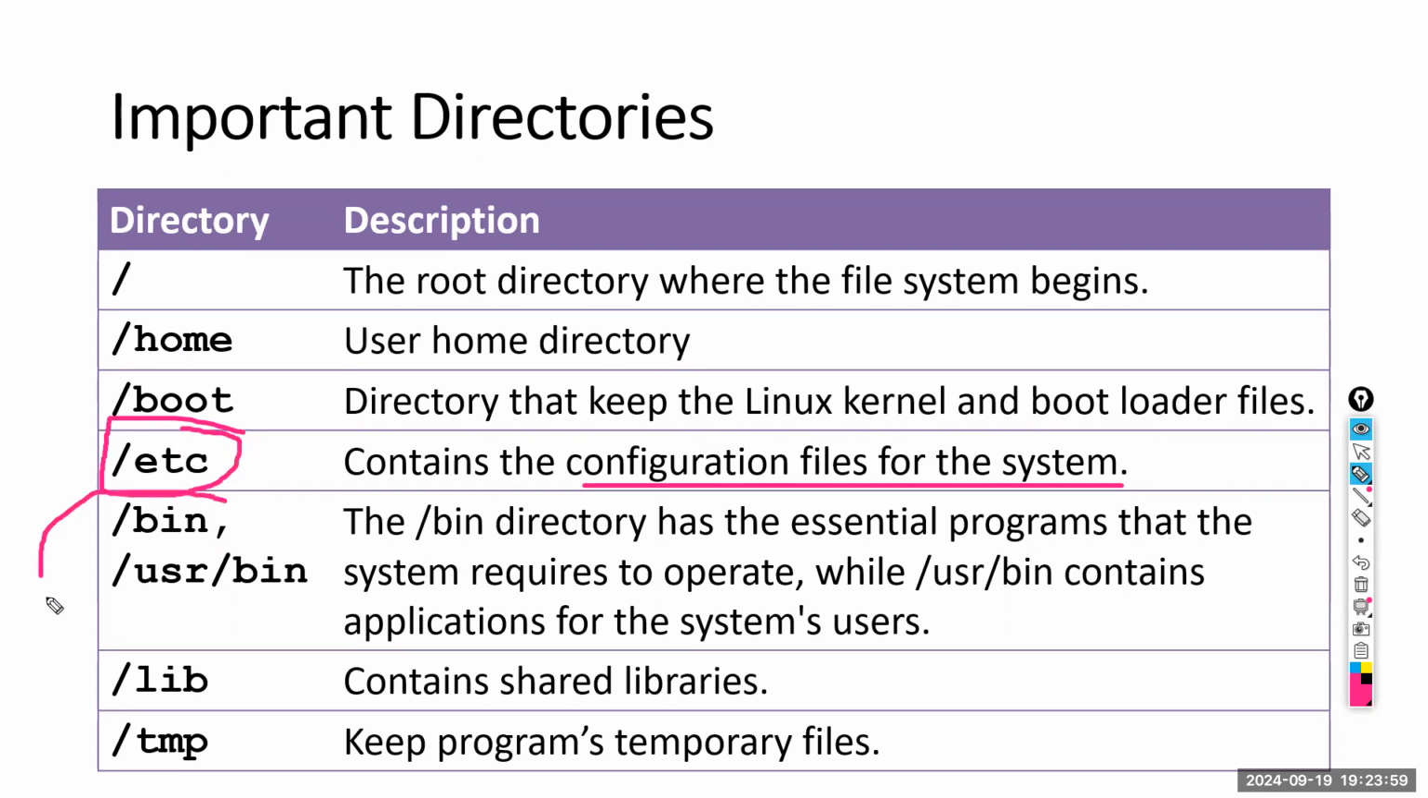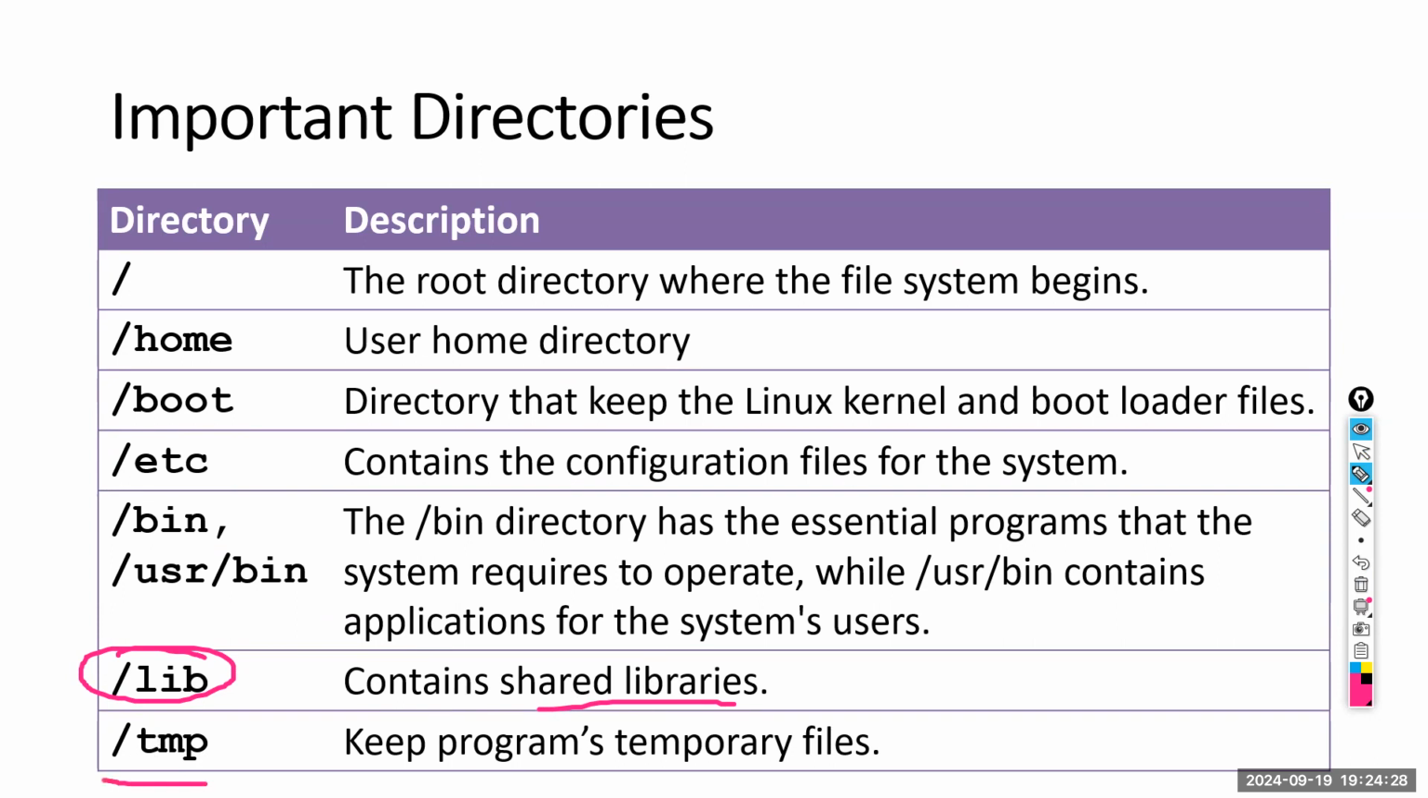And bin and USR bin. Those are just like the Windows program files folder. Your applications will be installed into the bin folders, just like the program files in Windows. Okay. And lib contains shared libraries, shared among different programs.